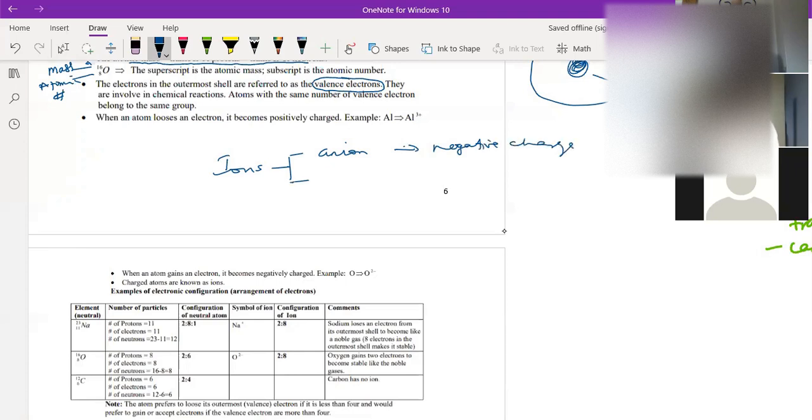And then we refer to it as a cation if it has a positive charge on it. Okay, so aluminum here will be a cation, whereas the oxygen here will be an anion, negative on it. Ions.